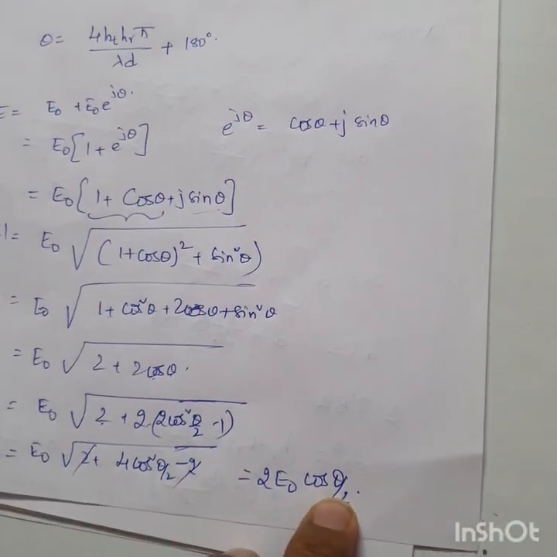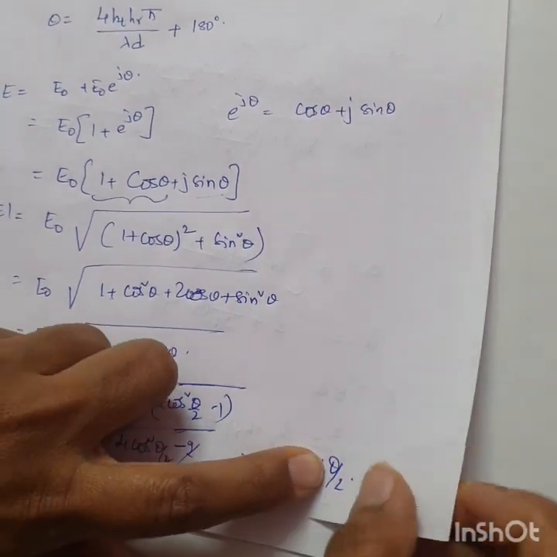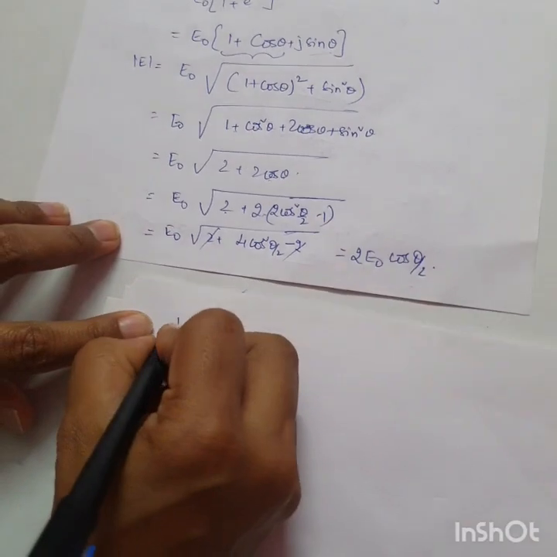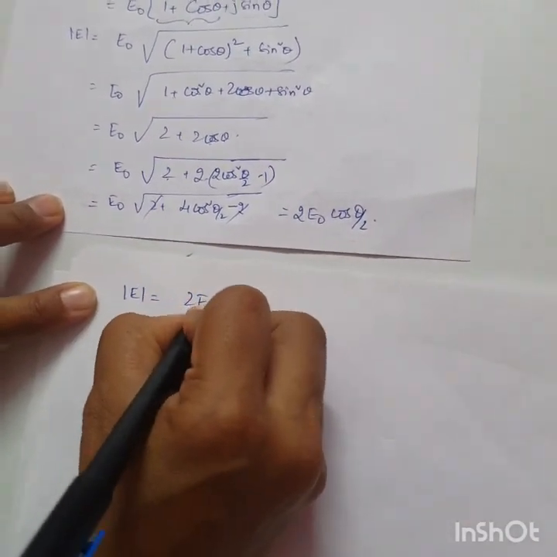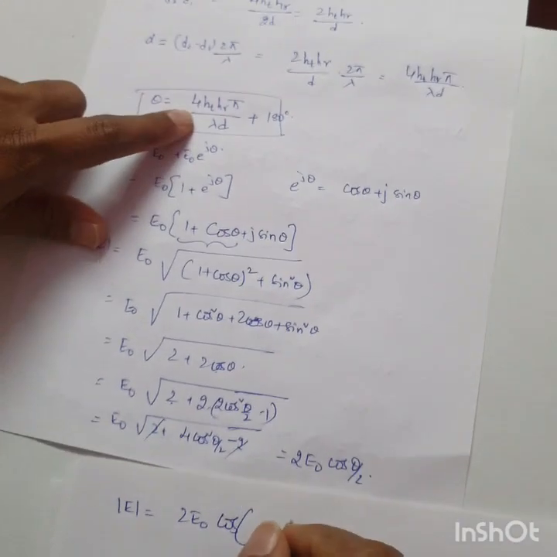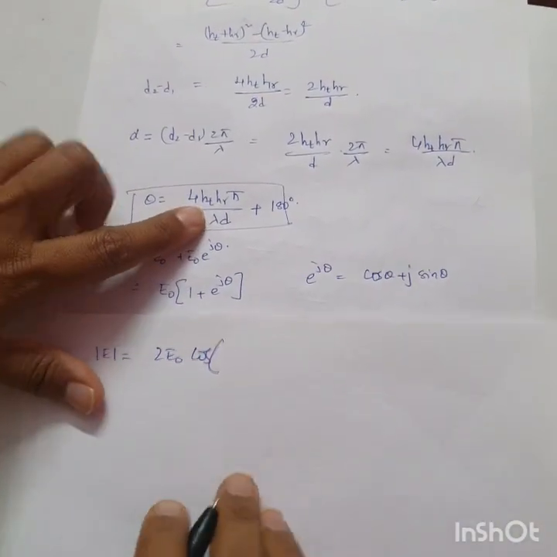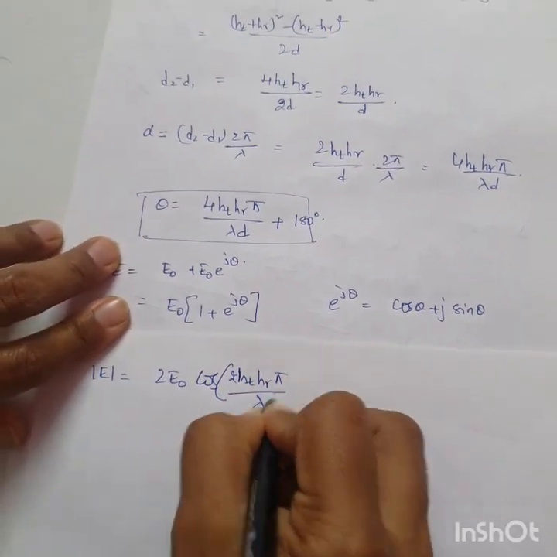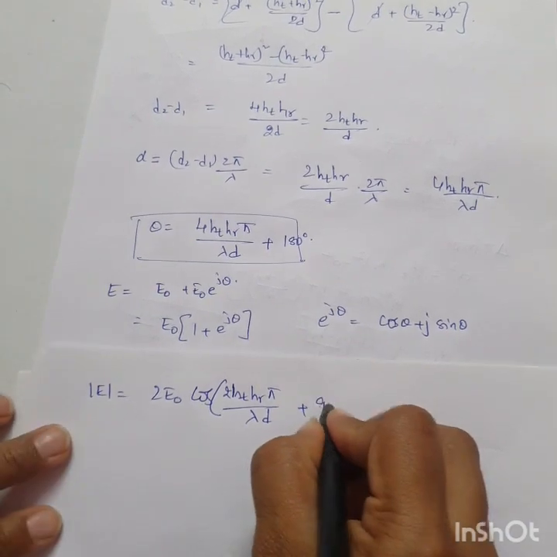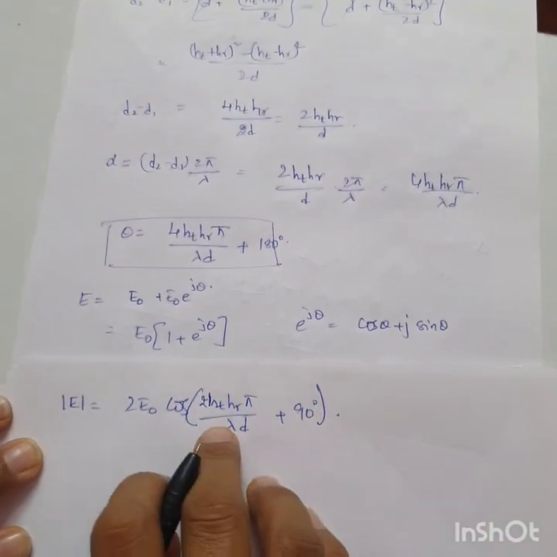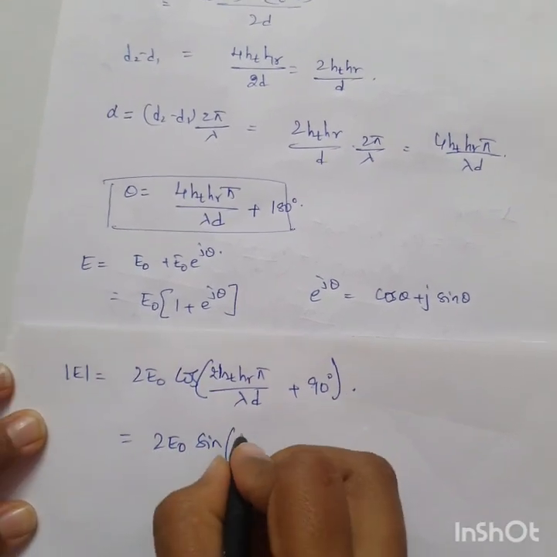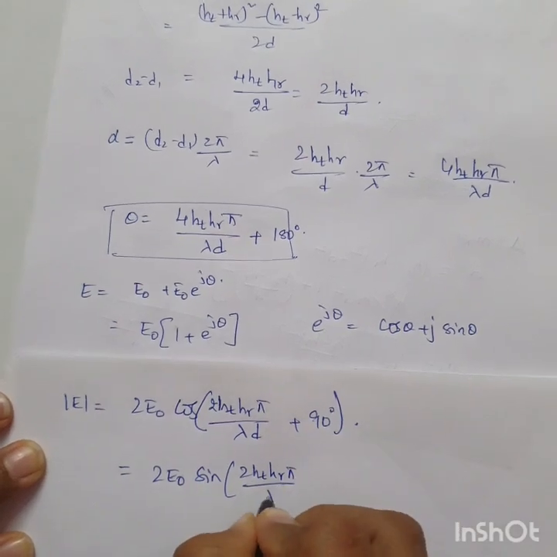Now here we have to substitute what theta is. Theta is nothing but this value. So the magnitude of E equals 2 E naught into cos of theta by 2. So what is theta here? Theta is nothing but this one. By 2 becomes 2 pi ht hr by lambda d plus 180 by 2, which becomes 90 degrees. Okay, cos of (90 plus theta) is always sin theta. So 2 E naught sin of this one, which is 2 pi ht hr by lambda d.